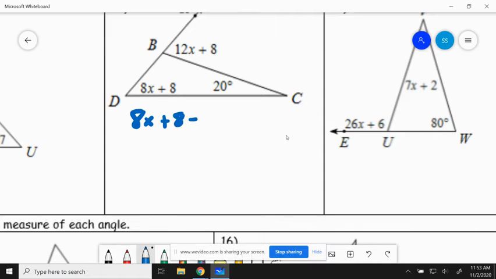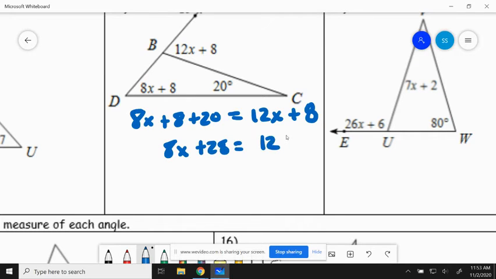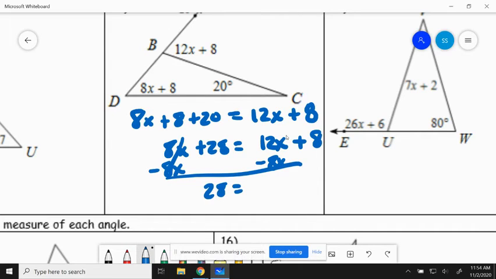8x plus 8 plus 20 is equal to 12x plus 8. All right, so we should combine like terms first. So we'll do 8x plus 28 is equal to 12x plus 8. All right, I'm going to get the variables on one side. I always like to eliminate the term with the smaller coefficient, and 8 is smaller than 12, so I'm going to eliminate that one. All right, so I'm left with 28 is equal to 4x plus 8.